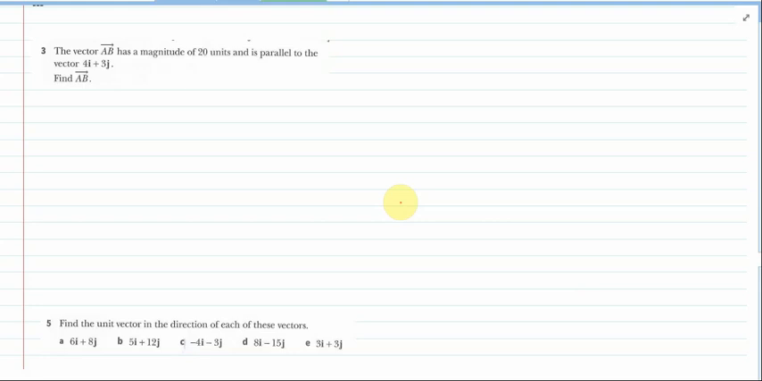Hi students, in this session we are going to continue with the topic vectors. In the last class we had discussed the basics of vectors and how to find the magnitude of a vector. In this session we are going to discuss an important aspect of vectors, and that is called parallel vectors. Now what are parallel vectors?